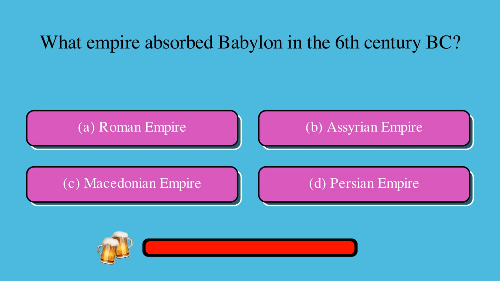What empire absorbed Babylon in the 6th century BC? Is it A, Roman Empire, B, Assyrian Empire, C, Macedonian Empire, or D, Persian Empire? The correct answer is D, Persian Empire.